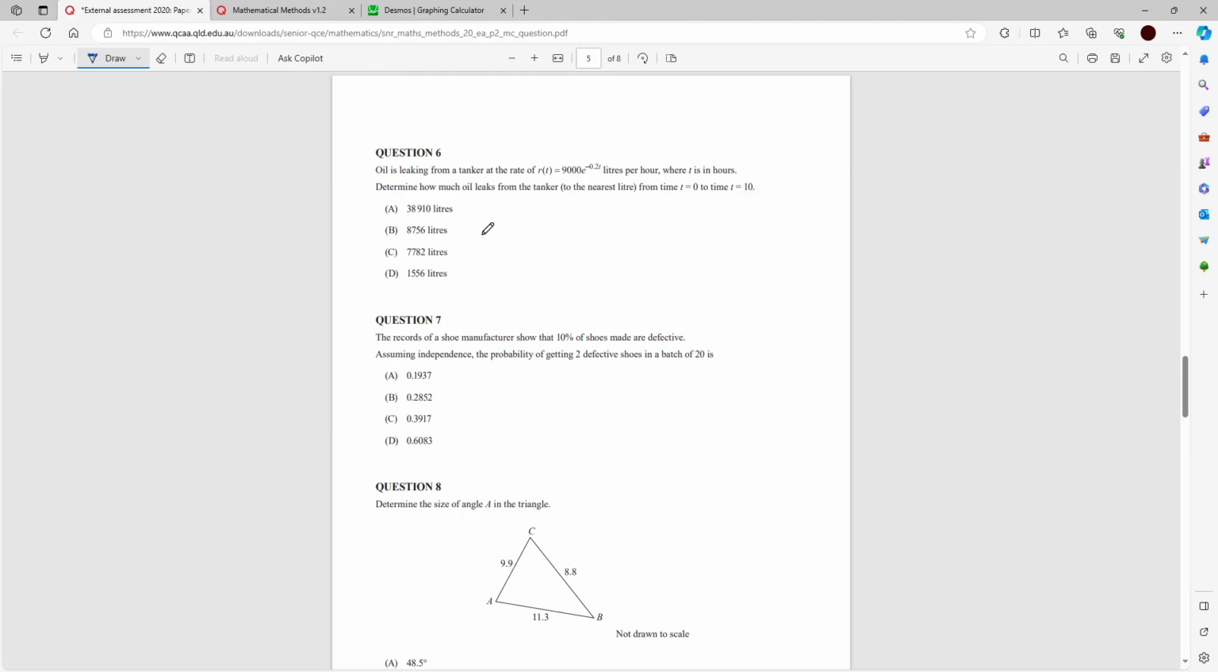So, question 6. Oil is leaking from a tank at a rate of r of t equals 9,000 e to the minus 0.2 t liters per hour, where t is in hours. Determine how much oil leaks from the tank to the nearest liter from t equals 0 to t equals 10. Now, the most important thing in this question was this word here, rate. So this tells me how much the oil is changing with respect to time. But if you want to work out how much oil has actually come out, you have to integrate this between the two bounds they've given you.